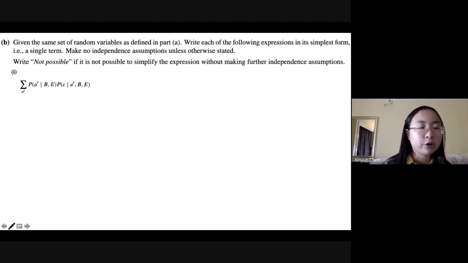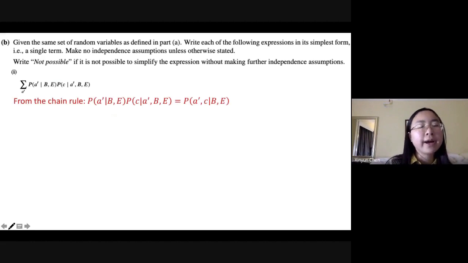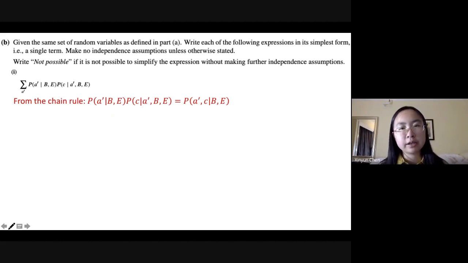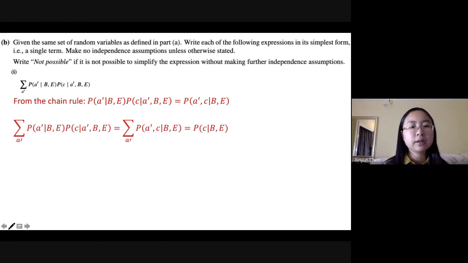According to the chain rule, for any given A prime, probability of A prime given B, E times probability of C given A prime, B, E is the probability of A prime, C given B, E. By summing over all the possible A prime, the answer becomes probability of C given B, E.